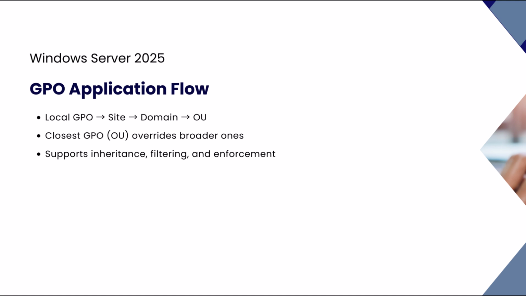But there is a hierarchy that group policy follows. That is from local to site, then domain, then to OU. The closer the GPO is to the object, like a user or computer, the higher its priority. You can also filter GPOs using security groups and apply enforced or blocked inheritance wherever you need it.